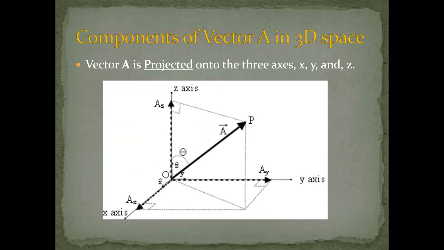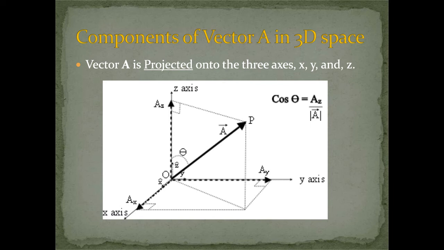All right, here's a vector in 3D space. If we do a projection onto the axes, it'll have an x component, a y component, and also a z component. And we could figure out these angles here with the different axes. And we could locate any point in space by using this method. So vector A is projected onto the 3 axes. We're going to typically stick with 2 dimensions, so we'll have an x component and a y component.